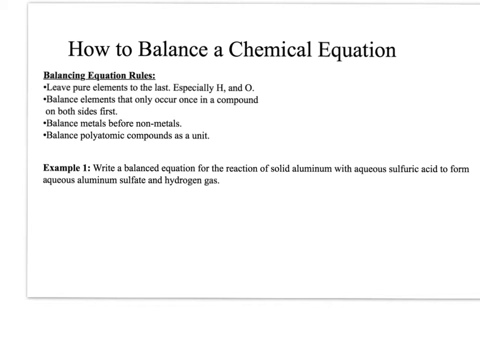Now, the first rule when you balance equations is always to leave pure elements to the last, especially hydrogen and oxygen. So if you have any compounds that are pure, you want to leave those to the end. Secondly, balance elements that only occur once in a compound on both sides first. Balance your metals before your nonmetals, and balance your polyatomic compounds as a unit. I'm going to show you an example that highlights each of these rules so that you have an example to go by, and practice makes perfect.